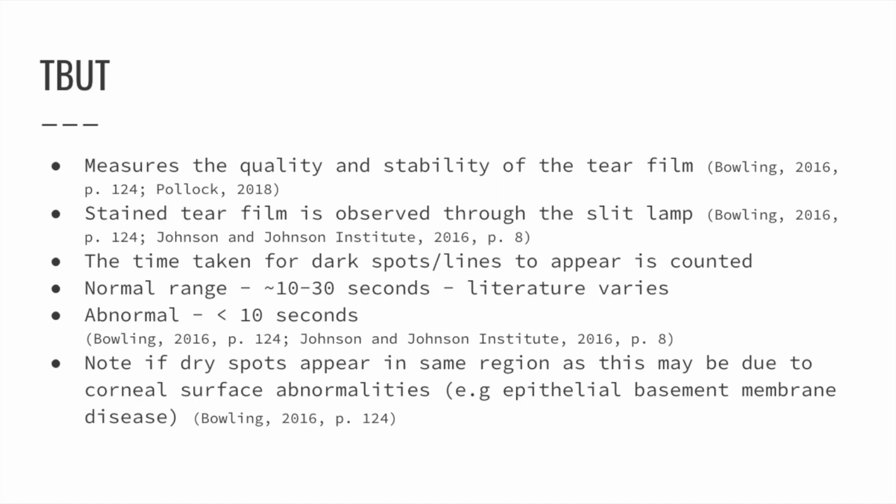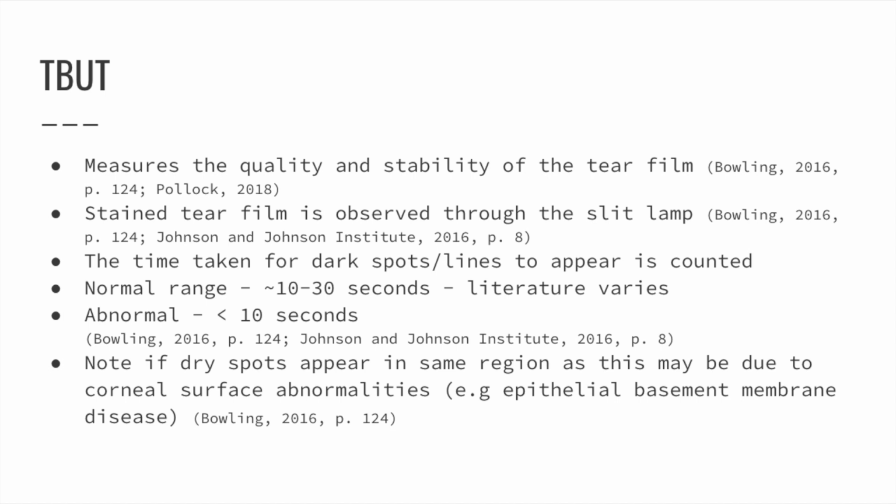The first test that we will be discussing today is the TBUT test. This test is used to measure the quality and stability of the tear film. The transparent tear film is stained with fluorescein and observed through the slit lamp. The time taken for dark spots or lines to appear in the tear film after the patient's last blink is then counted and recorded. Normal values vary in the literature. Sources have said 30 seconds, 20 seconds, or greater than 10 seconds is regarded as a normal value. However, a TBUT that is less than 10 seconds is abnormal and indicative of dry eyes.